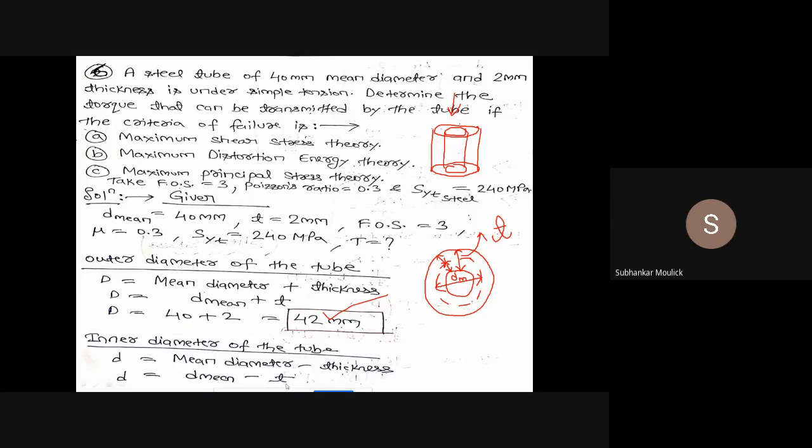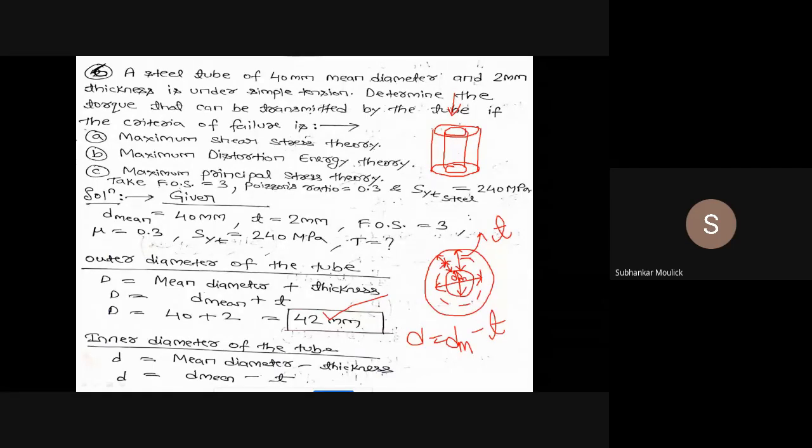Similarly, I can get the value of inner diameter. And the value of inner diameter will be how much? 38. That means, wait, okay. This is the value of inner diameter, and total this much is mean diameter. Mean diameter minus T by 2 on this end, and minus T by 2 on this side. So minus T by 2 twice is minus T. So the inner diameter small d becomes mean diameter d mean minus thickness T. That is 40 minus 2, 38 mm.